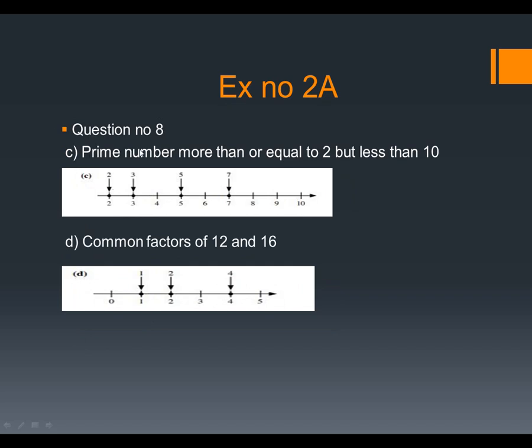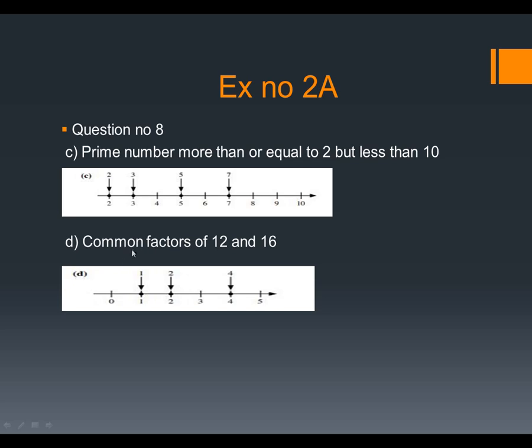Its C part is prime numbers more than or equal to 2 but less than 10. More than or equal to means that the smallest prime number is 2, so we will start from 2. Here the smallest prime number is 2, and then 3, 5, and 7. Prime numbers are those numbers which have only two factors, 1 and itself. So here are the prime numbers that are less than 10: 2, 3, 5, and 7.